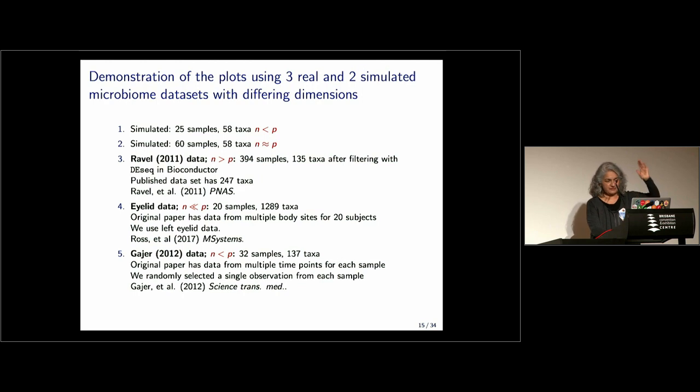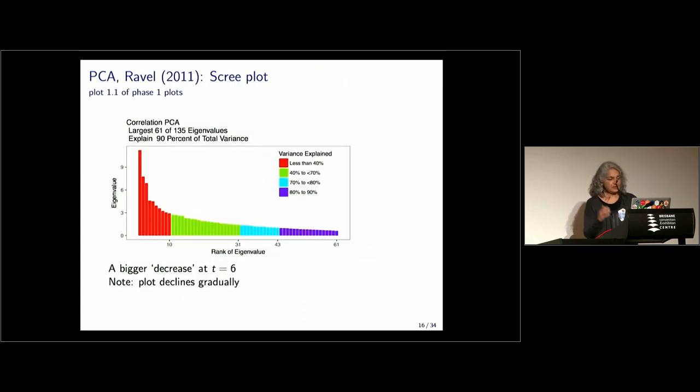So these are all of the different data sets we've played around with, some real, n greater than p, n less than p, et cetera. And we're seeing the same sorts of things. So this Ravel data set is one that's been around for a while. This is what the Scree plot looks like.